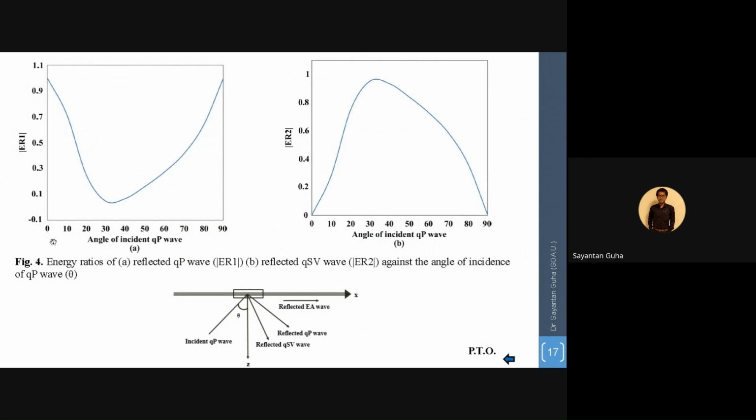When theta equals 0 degrees, the magnitude of the energy ratio of the reflected QP wave is 1. That is the maximum magnitude. Now when theta keeps increasing, the energy carried by the incident QP wave is distributed among the QP and QSV waves. So the QP wave keeps losing energy after theta equals 0 degrees.